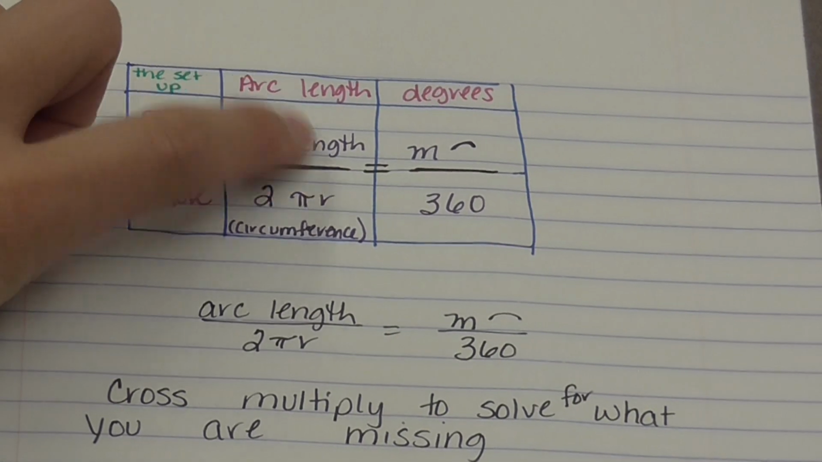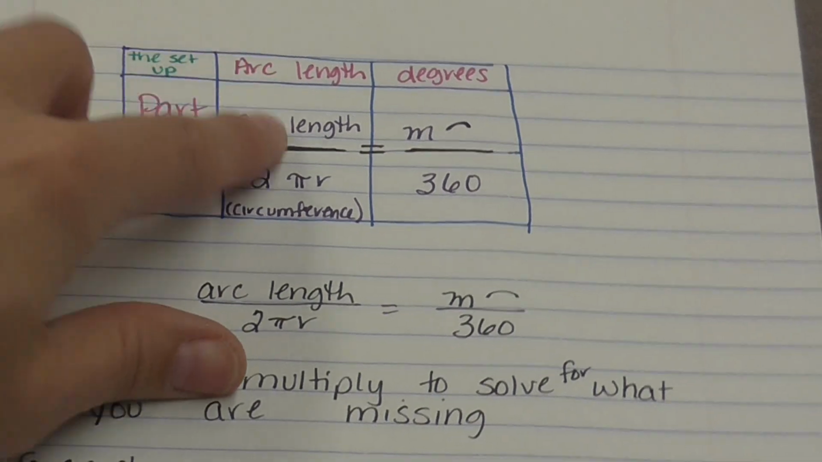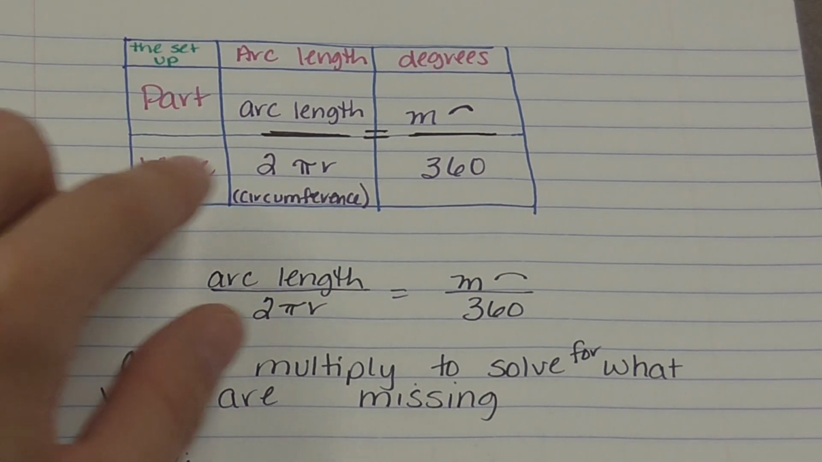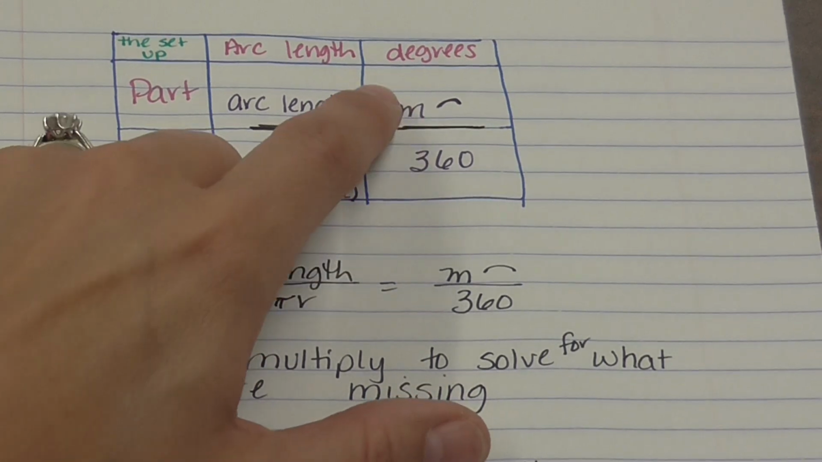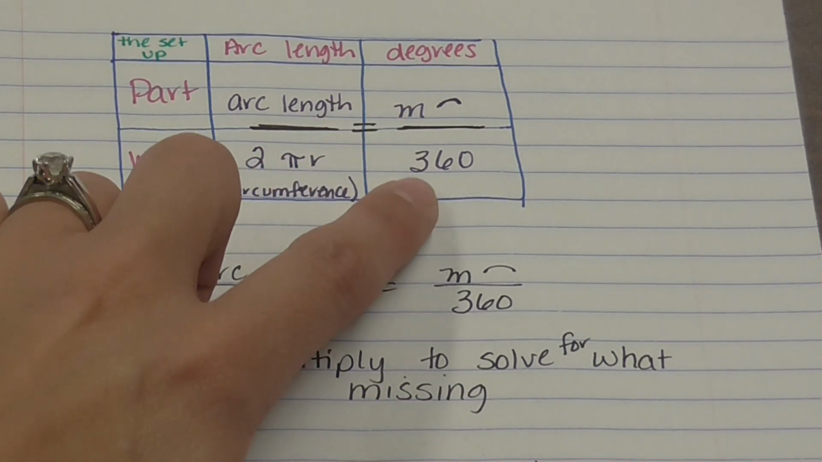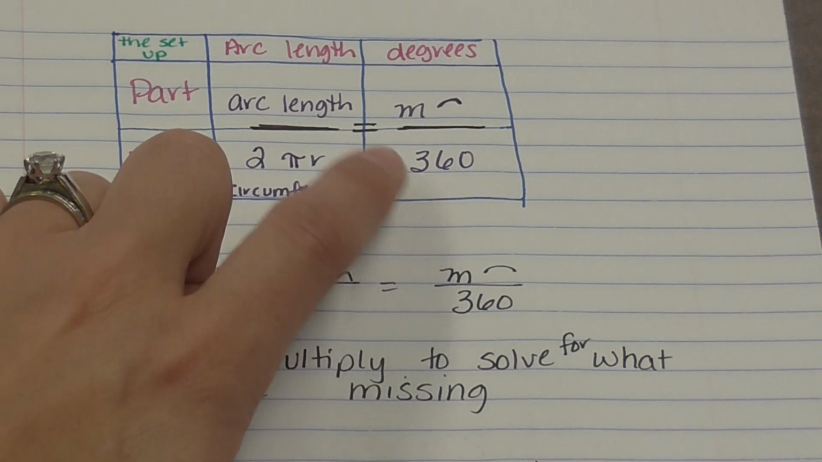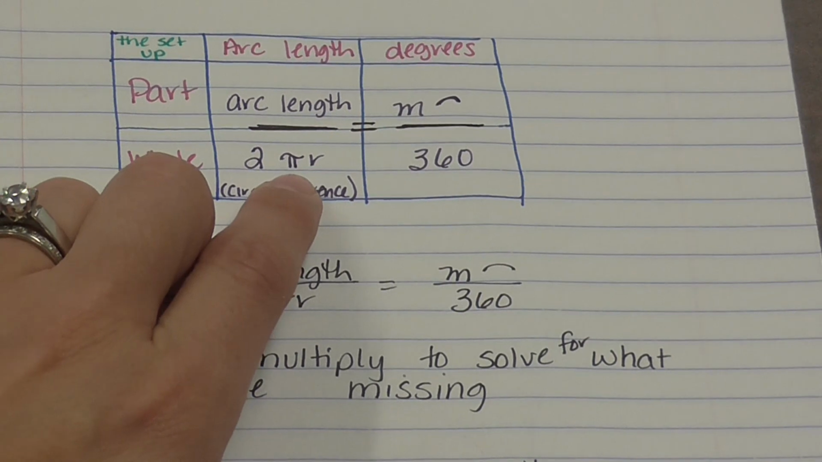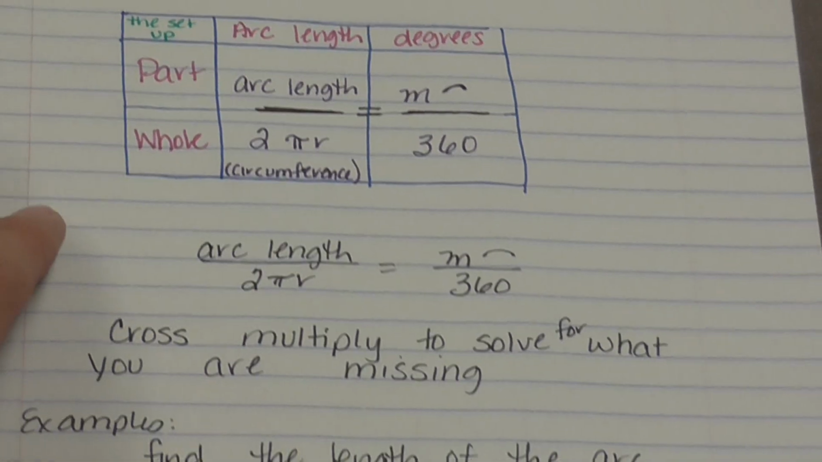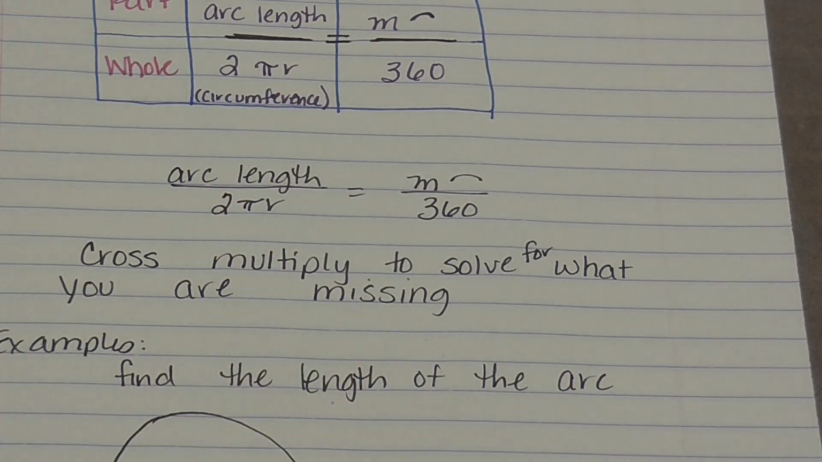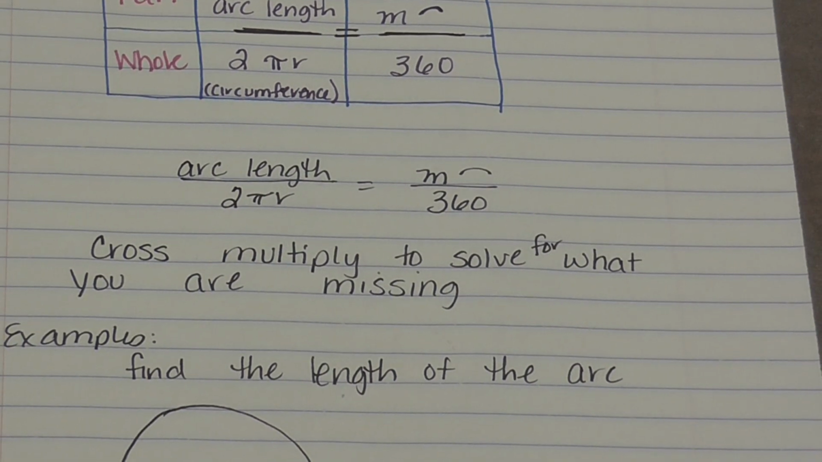So your arc length will always go on top of circumference. You've got your arc length measurements in the left-hand column. Your part's always going to go on top of your whole. Your right-hand column is always your degrees. So the part of your degrees is your angle, your arc measure. The whole of your degrees is 360. Part of the circumference is your arc length. Your whole circumference is 2 pi r. So you always set it up with arc length over circumference equals angle measure over 360. You're going to cross multiply and solve for what you're missing.